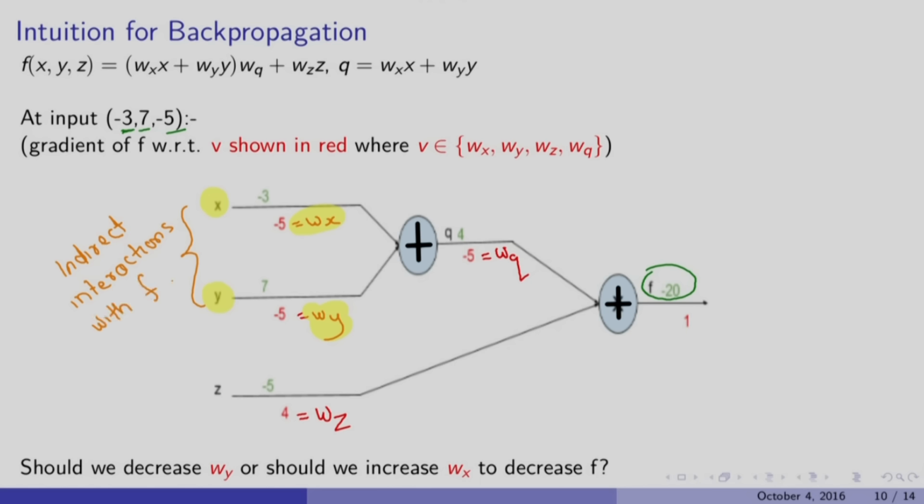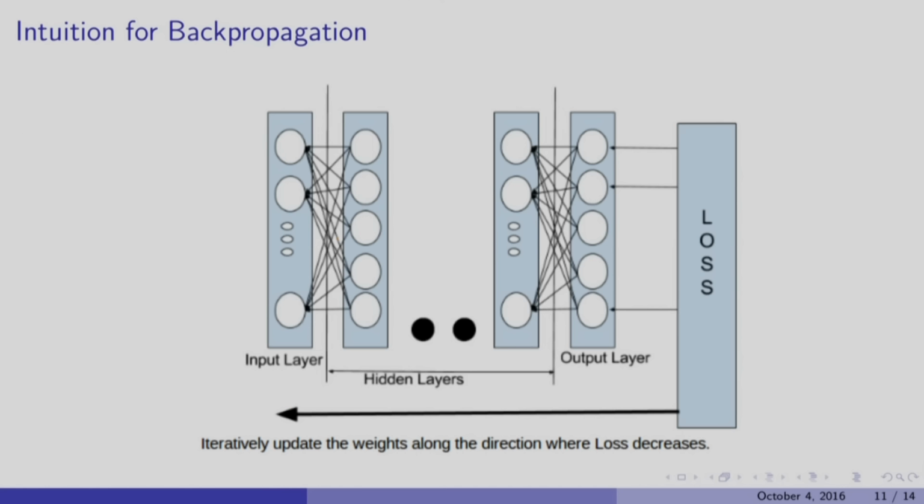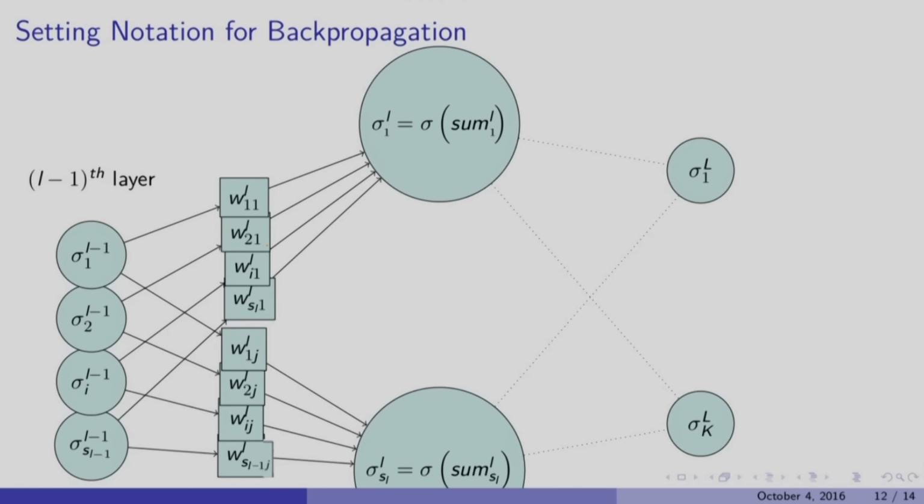So the idea of backpropagation is to reflect these indirect interactions with f into updates for wx and wy respectively. So the intuition for backpropagation is to iteratively update the weights along the direction where the loss decreases, and reflect these weight changes from the loss into the hidden layers. We will set some notation for backpropagation.